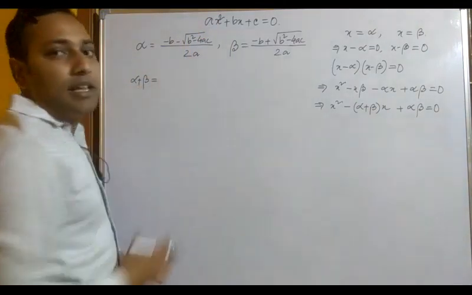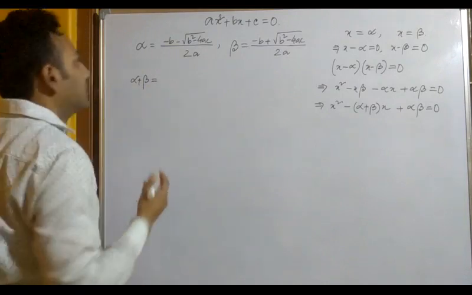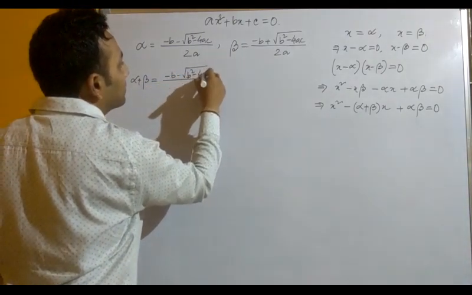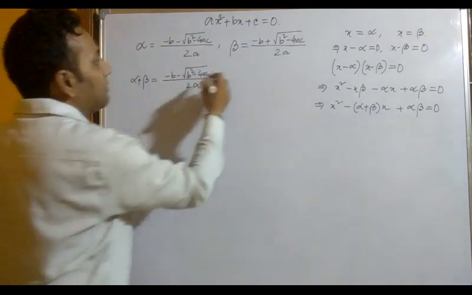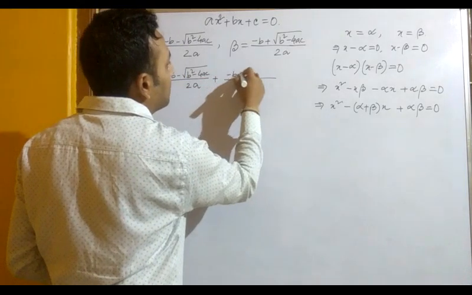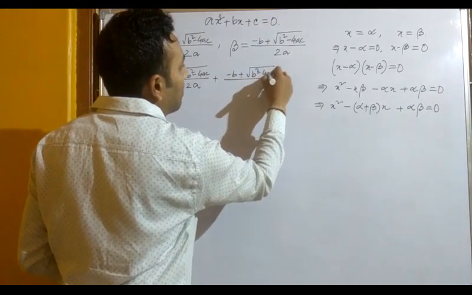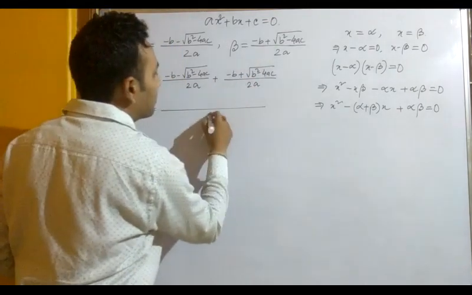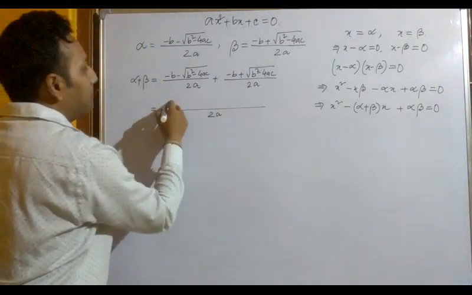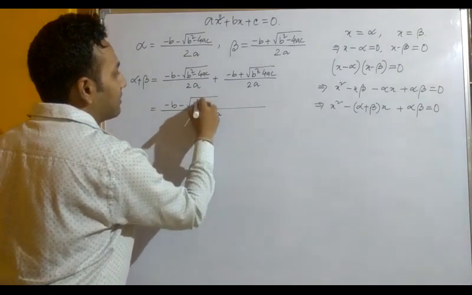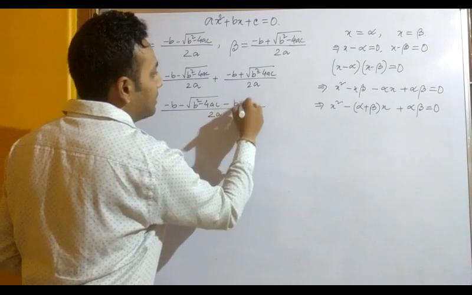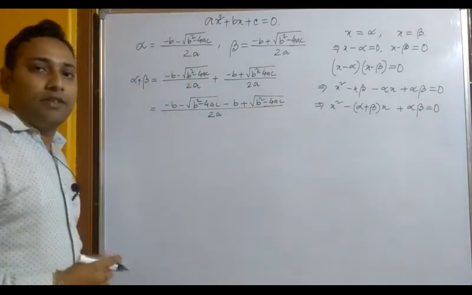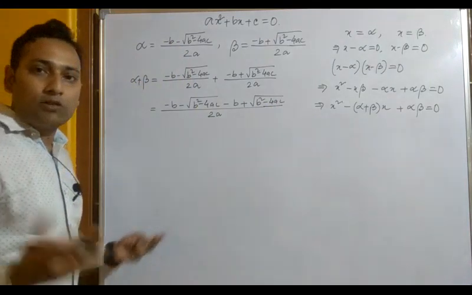So if I add them and simplify them, then let us see what the answer comes to. It will be (−b − √(b² − 4ac)) / 2a plus (−b + √(b² − 4ac)) / 2a. Now if I take the LCM, it will be 2a, and the numerator will be −b − √(b² − 4ac) − b + √(b² − 4ac). Very easy. The LCMs are the same, so the denominator remains the same.